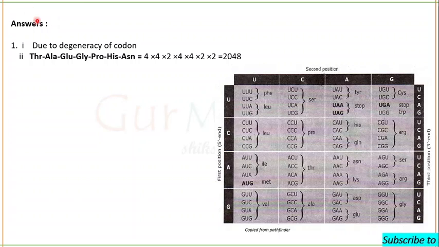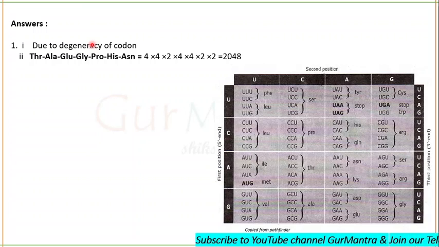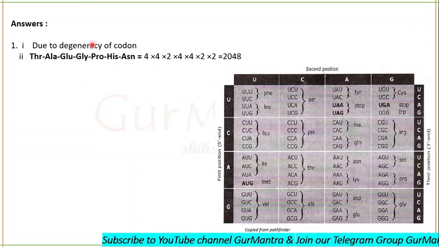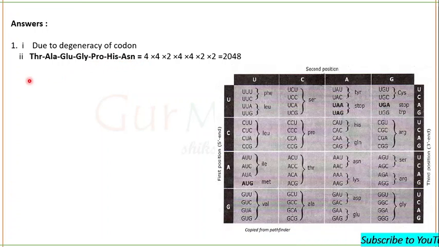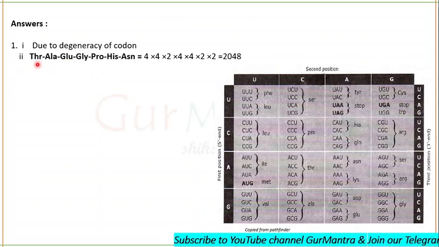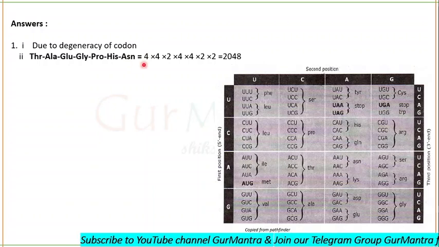You can check out your answer. First answer becomes: due to degeneracy of the codon, you will see many nucleotides. Okay, and threonine, alanine, glutamine, glycine, proline, histidine, asparagine. So for the second question, you have to check out threonine. It will be having 4 synonymous.